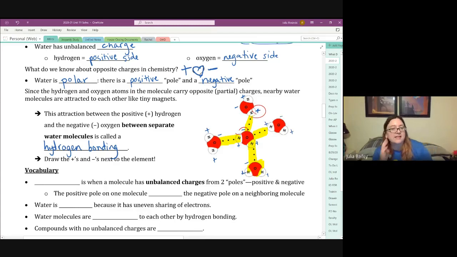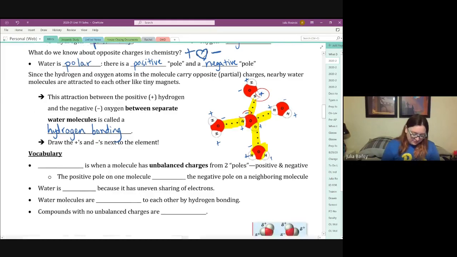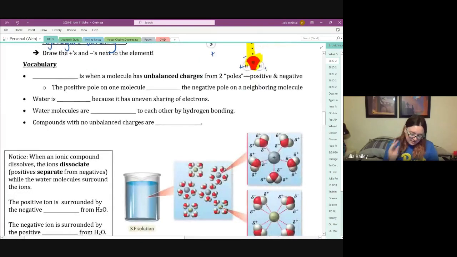Like if you just throw a bunch of magnets together, they kind of sort themselves out to make the attraction work. So there's some vocabulary to go with this. Polarity is when a molecule has unbalanced charges from two poles, a positive and a negative pole. The positive pole on one molecule is going to attract the negative pole on another molecule, just like magnets.